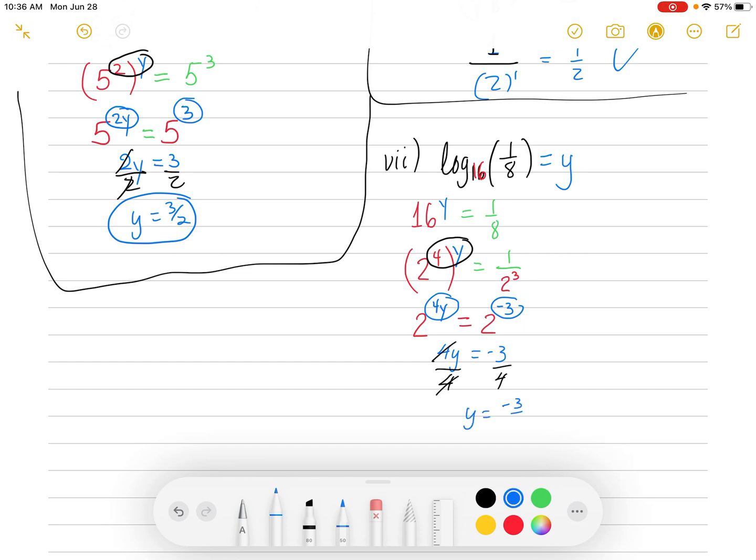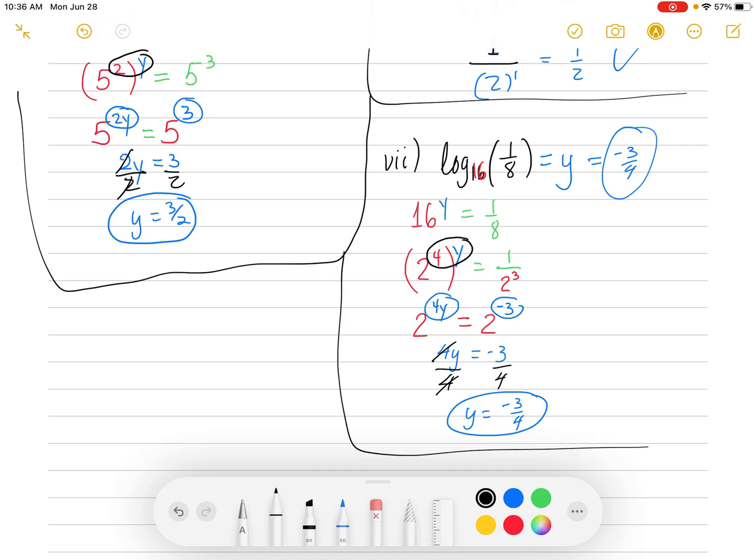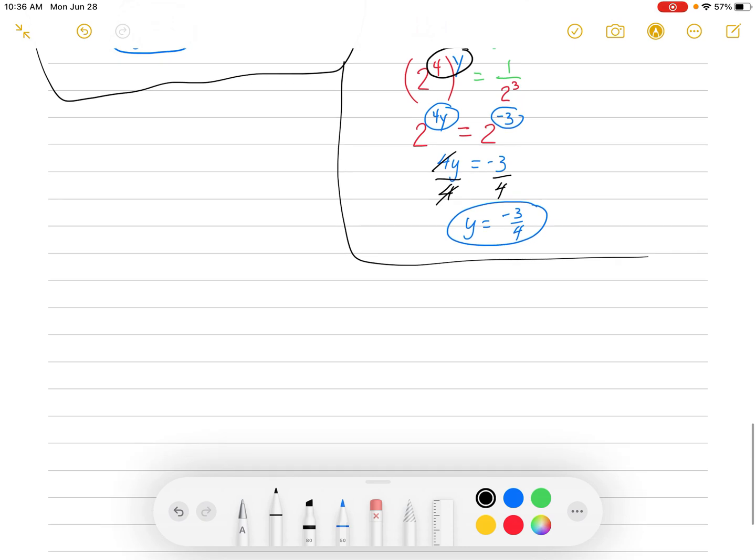So we set our exponents equal to each other now that they're both in terms of base 2. We set 4y equal to negative 3, and we divide both sides by 4. The 4's cancel on the left, and we get y equals minus 3/4. So our answer here is minus 3/4.